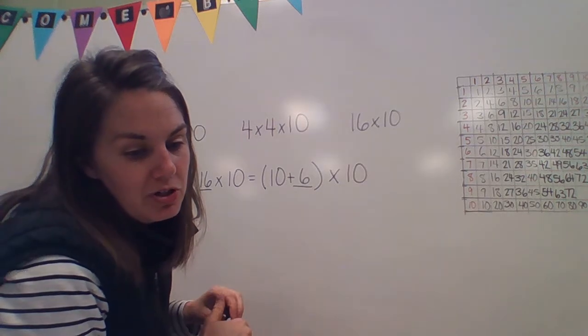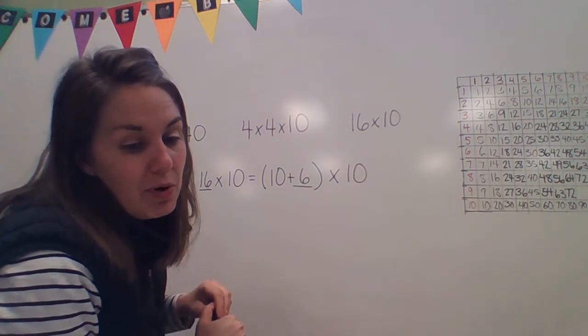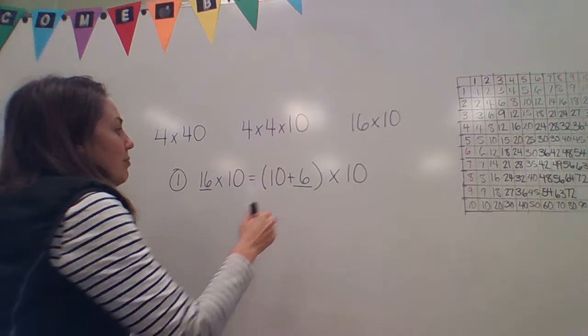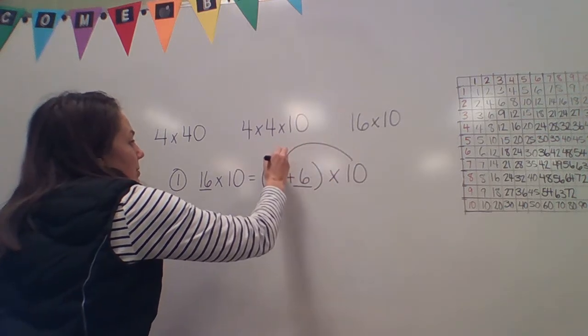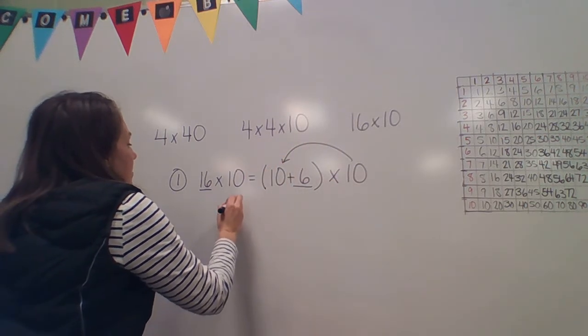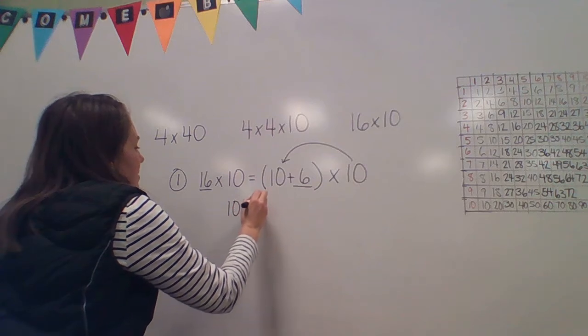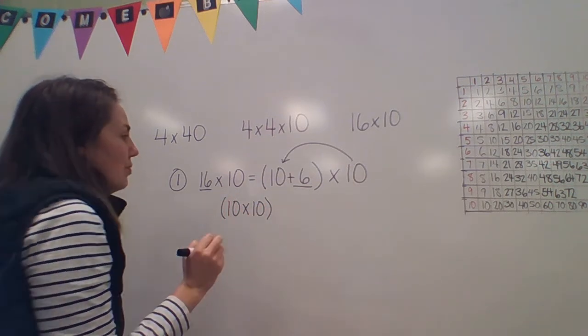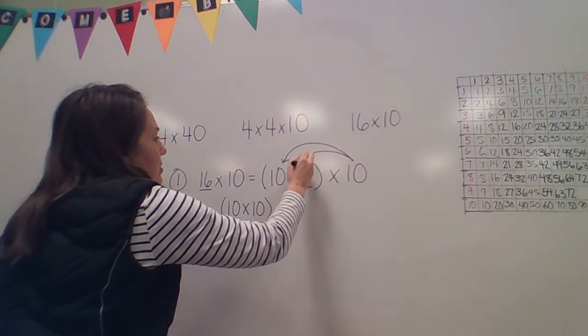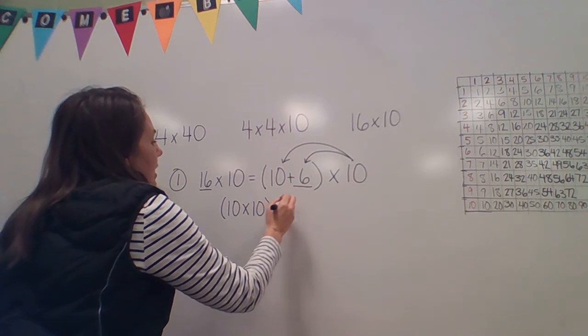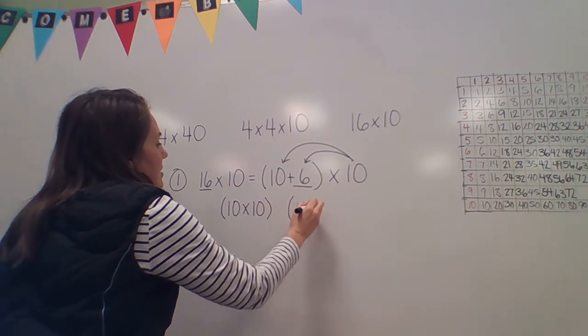So now number 2 says you can multiply 10 by both numbers in the parentheses in problem 1. So I'm going to take my 10 and multiply it by the 10. So I have 10 times 10 as one fact. And then I'm going to multiply it by the other number. I have 10 times 6.